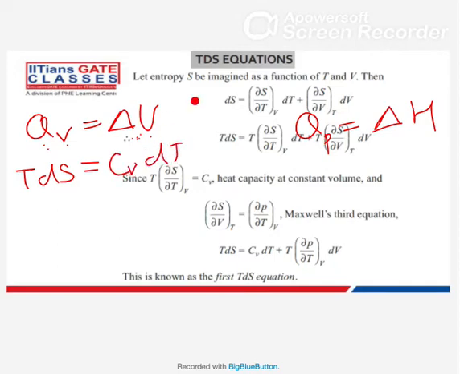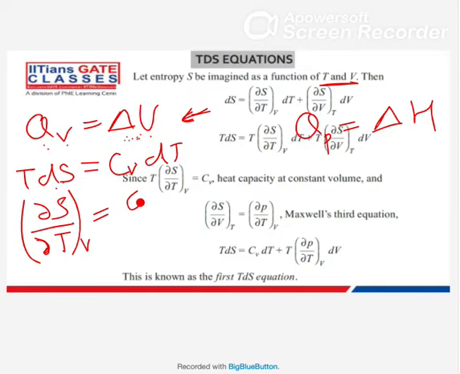Now this particular thing is happening at constant volume, so we can rearrange this one. For constant volume, entropy is a function of temperature and volume. Here we assume that volume is constant, so we can rearrange and get ∂S/∂T at constant volume equals Cv by T. That T we can write here itself.